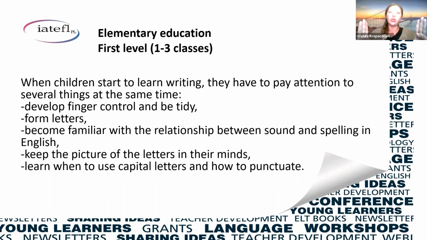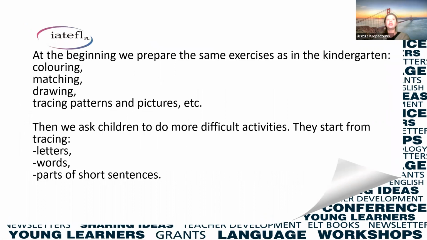First, we show children drawings, pictures, then we can show photos, and if it is possible, we should bring real objects. For example, when we introduce fruit, we can do it with pictures, with photos, and then we bring a real banana. Okay, and of course they should be familiar with letters, words, and very short sentences.